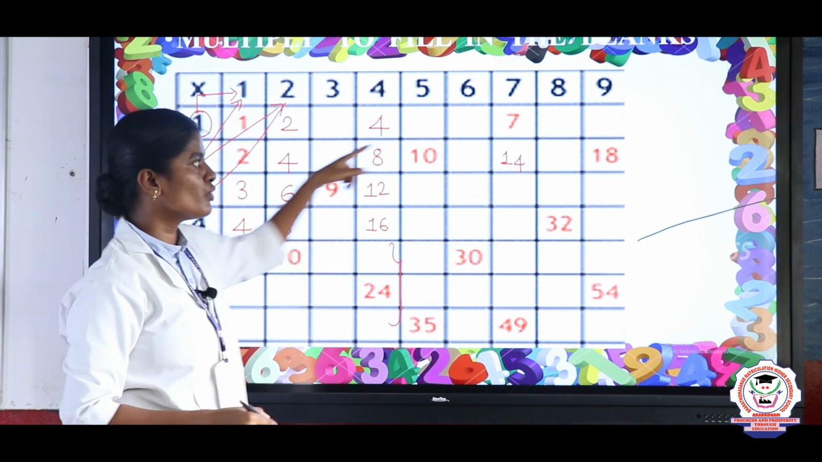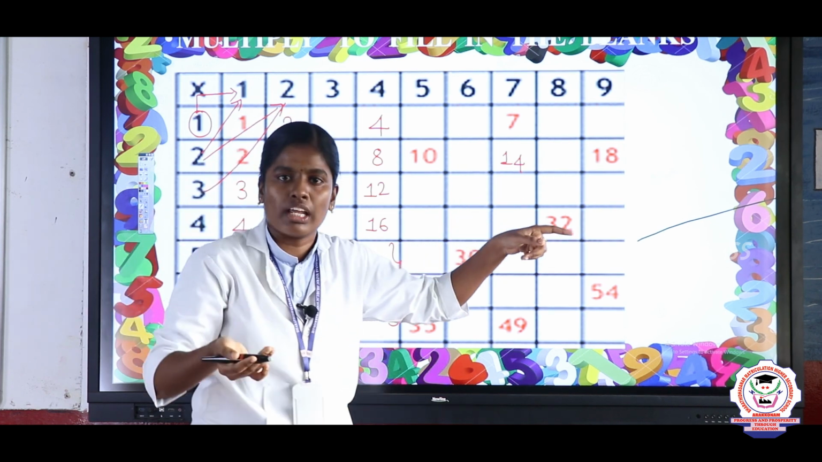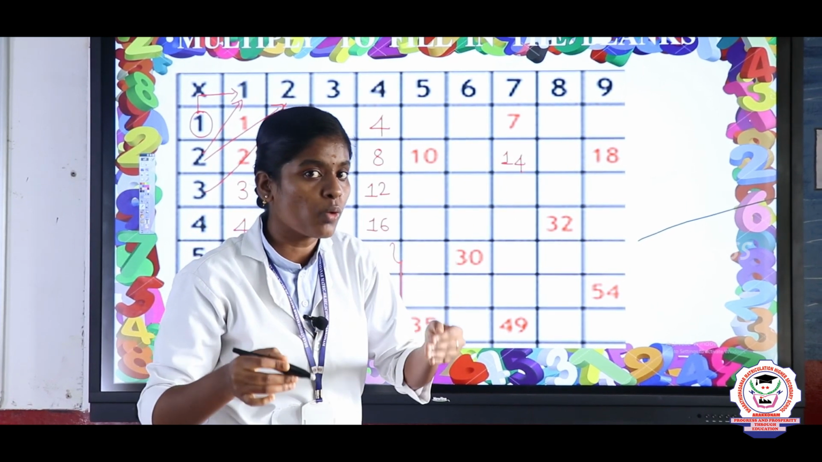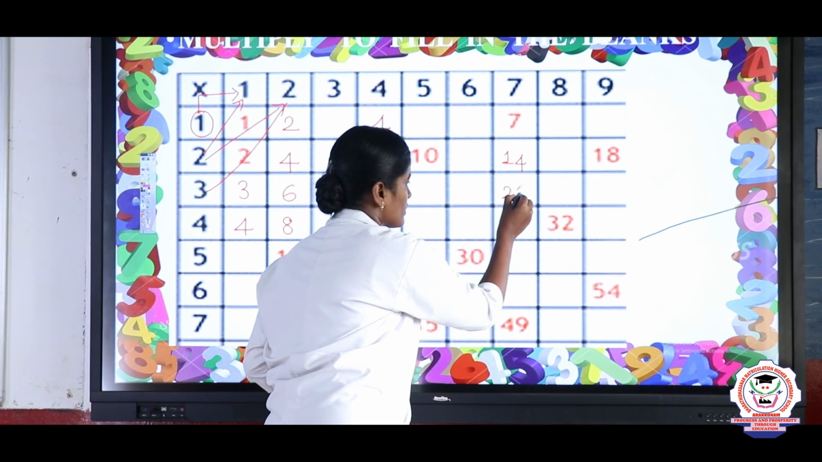Next you will take 3 sevens are. That is 3 times of 7 or 7 times of 3. So the answer is 21. Okay, what is the answer? The answer is 21.